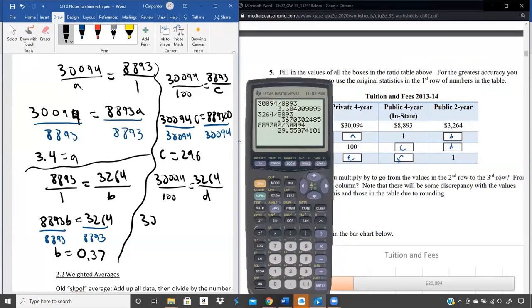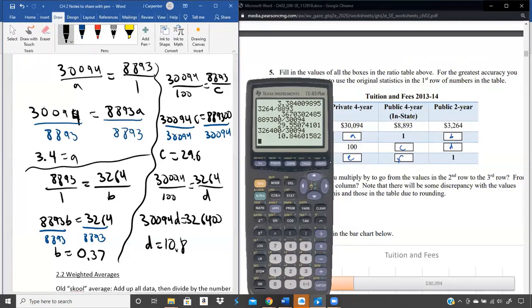Cross multiply, 30,094D equals 326,400. Divide. I'm going to skip showing all that work and just do it in the calculator. So we get 326,400 divided by 30,094. And we end up with D equals 10.8. Again, rounding to 1 because of the decimals. D equals 10.8. So does it make sense?